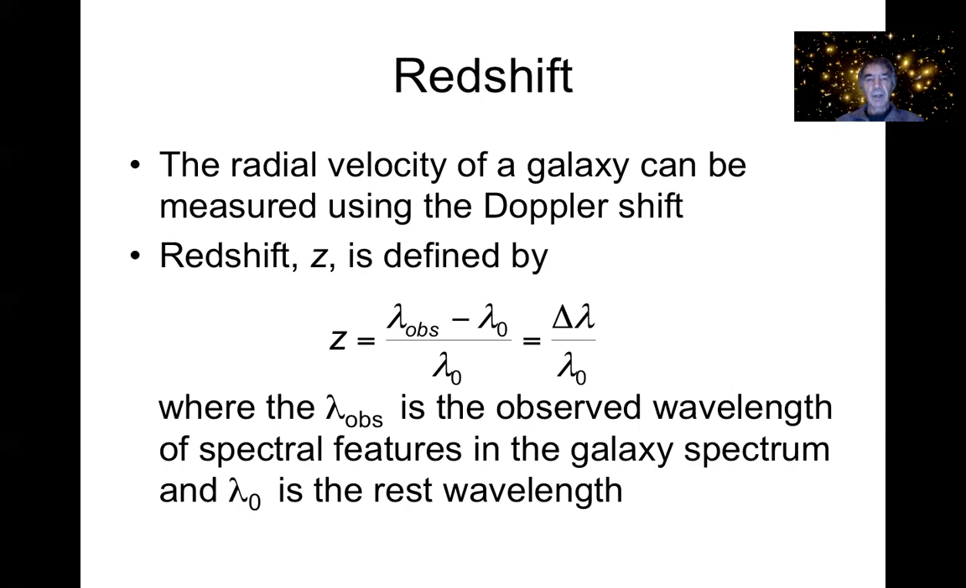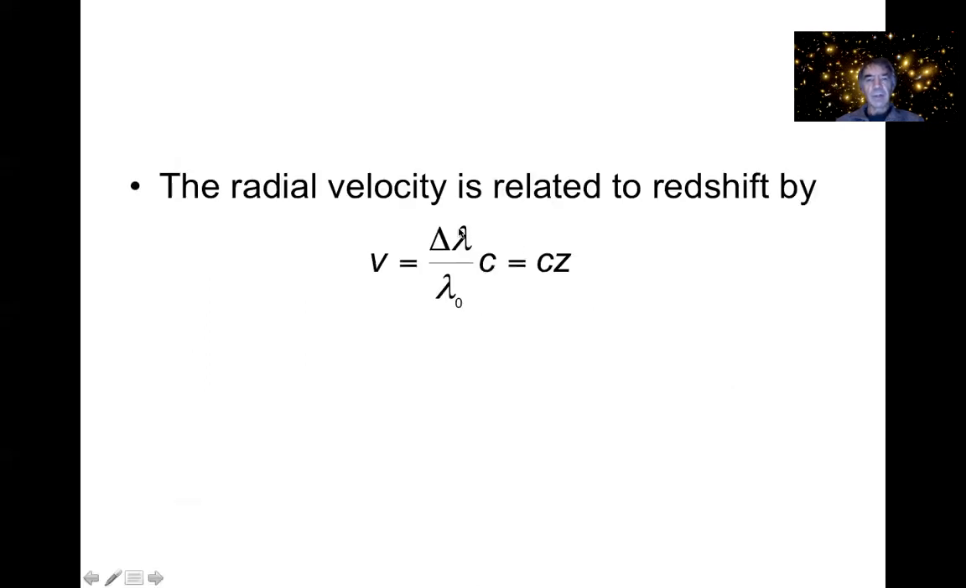And then the more common Doppler formula that we've been using already, v is just delta lambda over lambda naught times c. That now becomes c times z, because z is what we've just defined to be delta lambda over lambda naught. So it's not really anything new here, apart from the terminology introduced by z, the redshift.